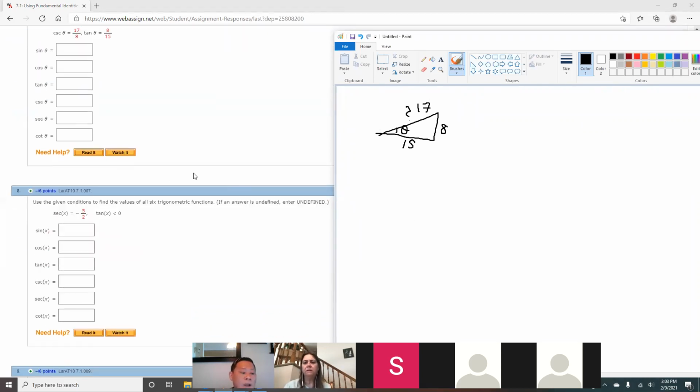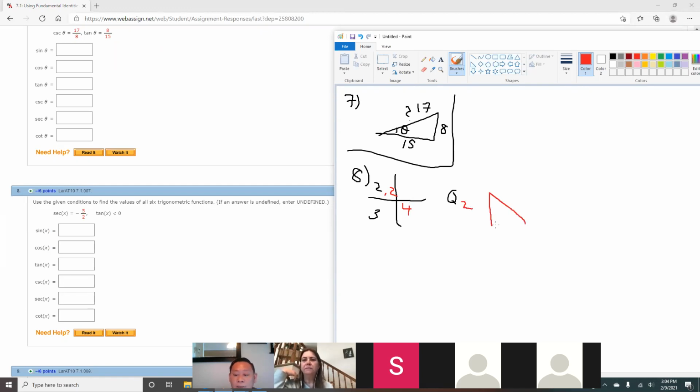Anyone know what quadrant number 8 is? Because if you give me the wrong quadrant, everything is wrong. Secant is negative, and tangent is also negative. What quadrant does this belong to? 2. Okay. Secant is negative in quadrants 2 and 3. Tangent less than 0, meaning negative, is in quadrants 2 and 4. So this is quadrant 2.